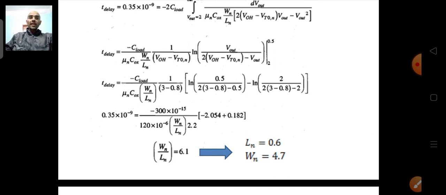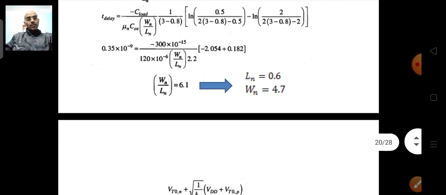Keeping 7.9, approximately 8, in mind, and substituting the minimum length of the device, which is 0.6 as given in the problem, for that 7.9 we will find W as 4.7. This is how we find the width of the NMOS. The length of the NMOS is 0.6 micrometers. We should keep the length of the device minimum. Keeping the length minimum, if you find the width, it will come to 4.7, because we have chosen W by L as 7.9 rather than 6.1.